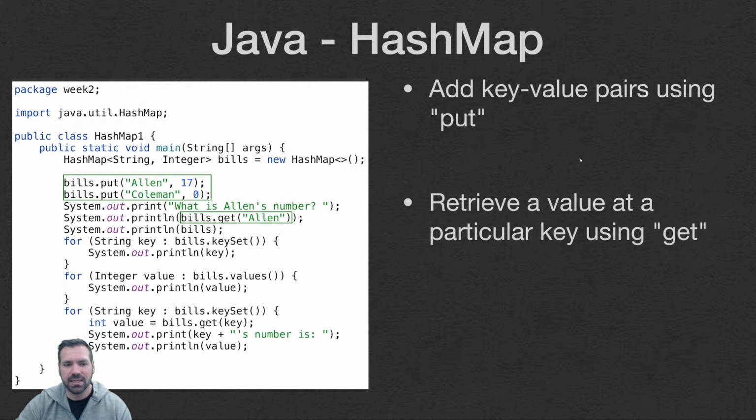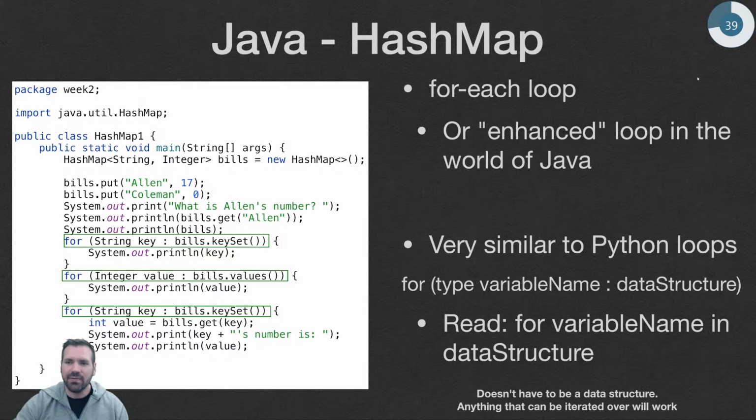So a little bit different syntax. And again, it's all method calls. Everything we do with our objects in Java will be method calls, where we had, again, the bracket notation in Python. You would do bills bracket Allen equals 17 in Python. We don't get that syntax in Java. It's all method calls.